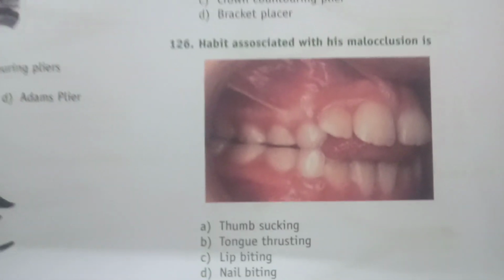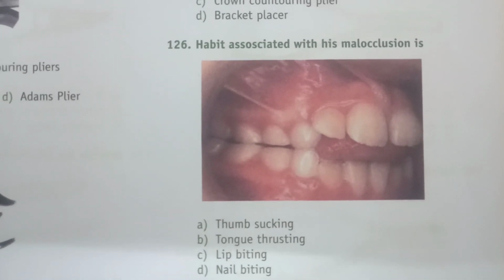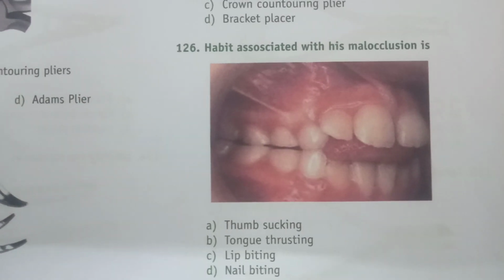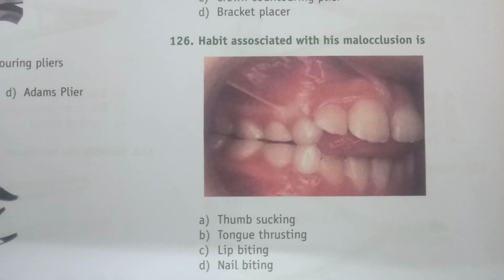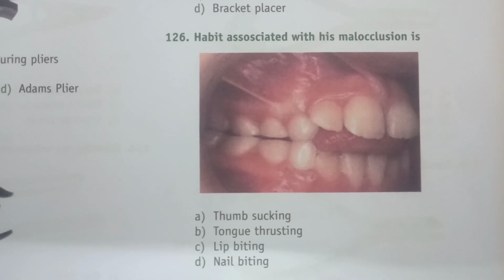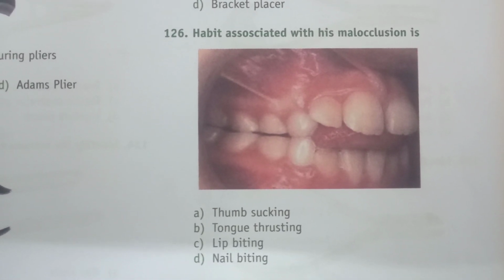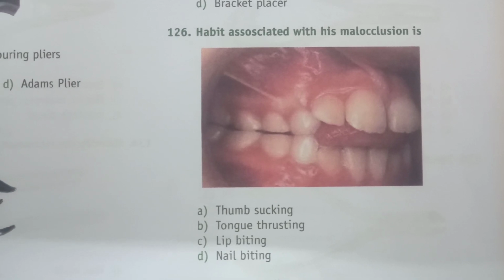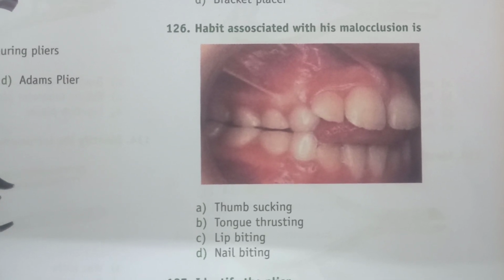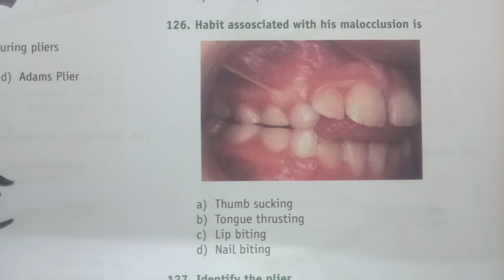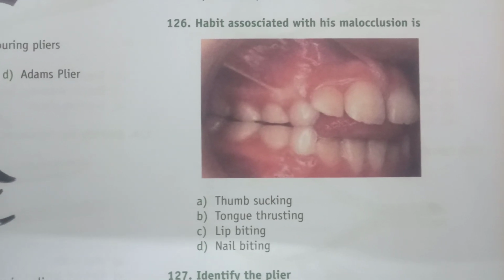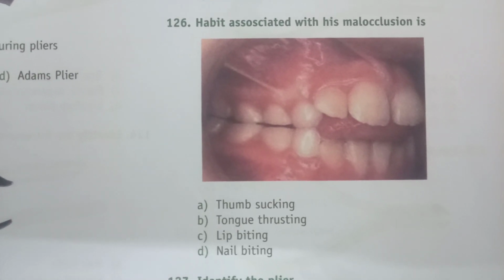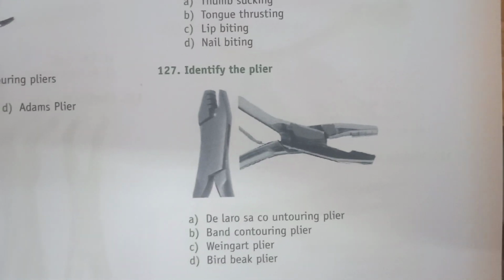Next question. Habit associated with this malocclusion is. You can see the open bite. Is it thumb sucking, tongue thrusting, lip biting, nail biting? Answer is tongue thrusting.